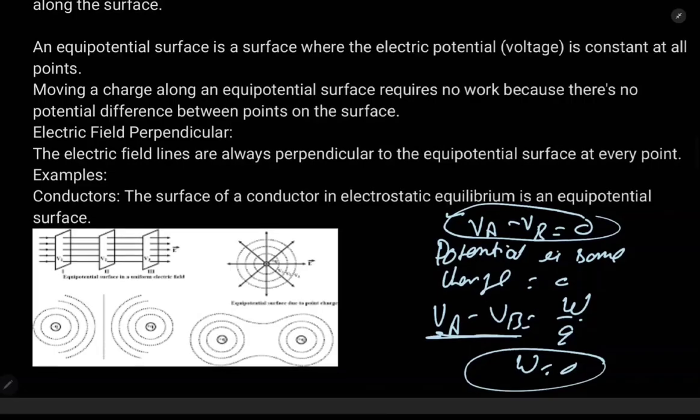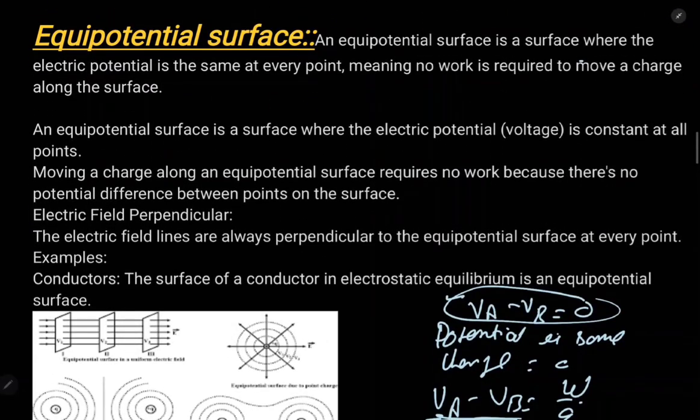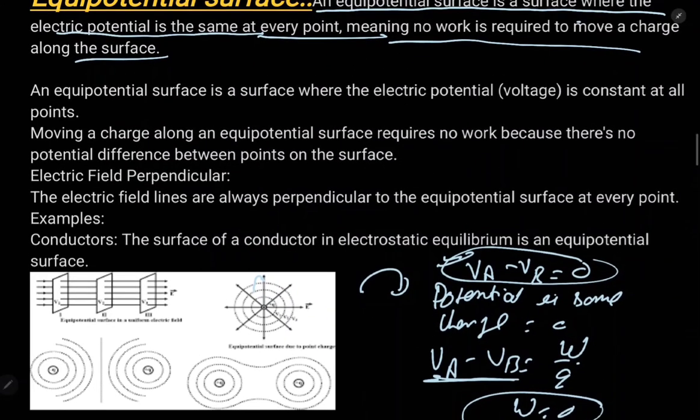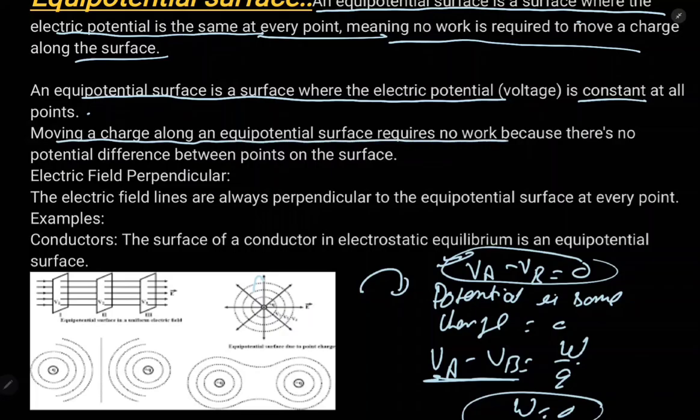So we can define the equipotential surface as that surface at every point of which potential remains the same, or the potential difference is 0, or work done in moving a charge from one point to another point is always 0. This is the definition of equipotential surface. So let us read. An equipotential surface is a surface where the electric potential is the same at every point, meaning no work is required to move a charge along the surface. As I already told you, moving a charge along the equipotential surface requires no work done. There is no potential difference between the 2 points.